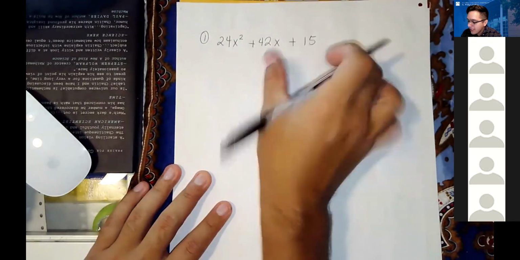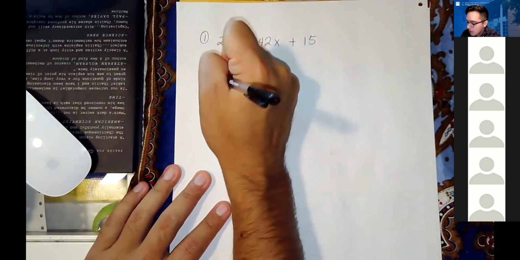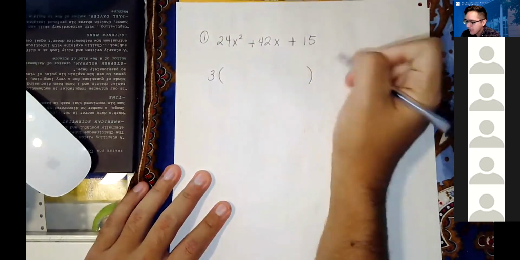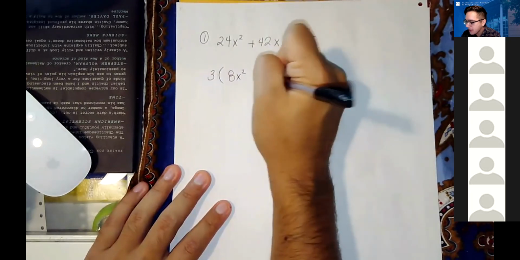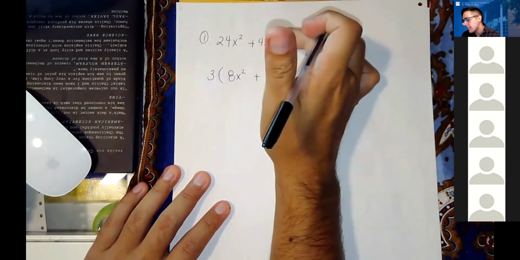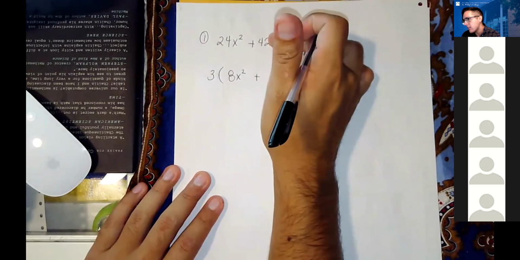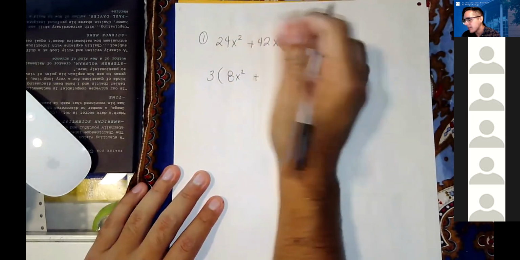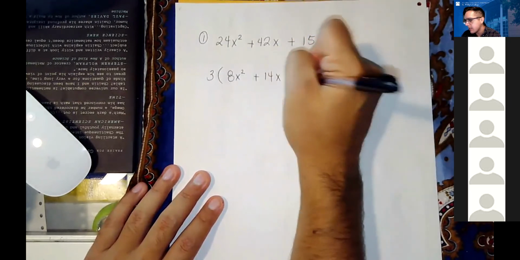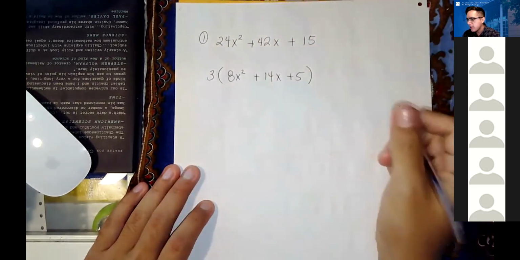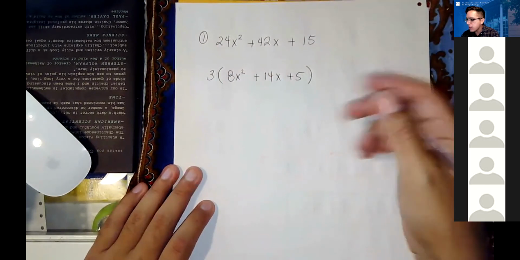So we correctly identified that each of these three terms has a 3 in common. That's our common factor. 3 times 8x squared plus, this is 6 times 7. So if I take out a 3, that'll be 2 times 7, that's 14. And then this should be a 5. So then we're going to apply the AC method.